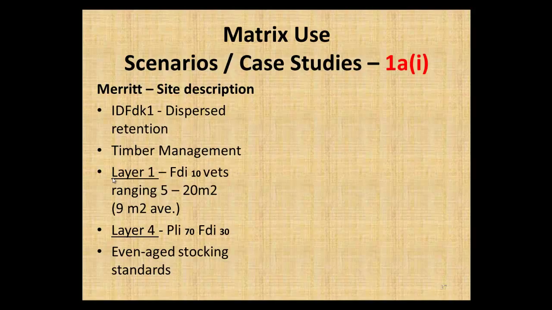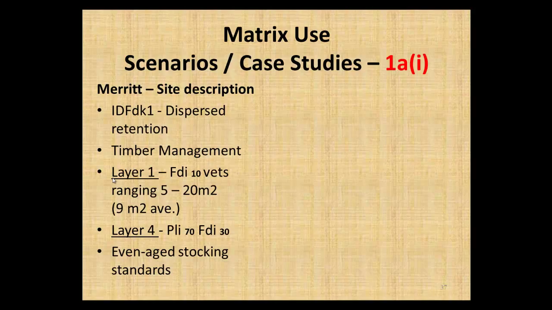So here's a bit of the site description. This is IDF DK1 dispersed retention. Timber management is the objective here. We're going to grow trees, we're going to grow conifers. What we've got left over after the logging is layer 1 vets. We're left, for whatever reason, with 5 to 20 square meters on average, above 9 square meters of basal area left in the block. Layer 4 is made up of pine and fir, 70-30, and even age stocking standards.